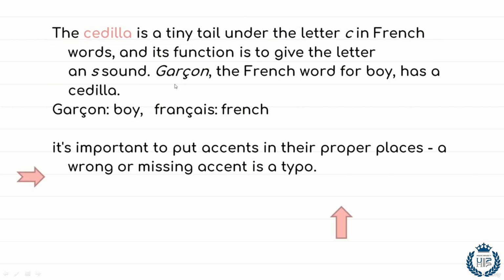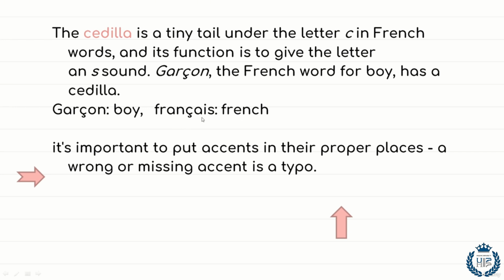Our next and last accent is cédille. The cédille is a tiny tail under the letter C in French, and its function is to give the letter an S sound. This is really simple. When we pronounce this letter, we pronounce it as in garçon, so we have the S sound. It is the French word for boy. Another word with cédille is français, which means French.